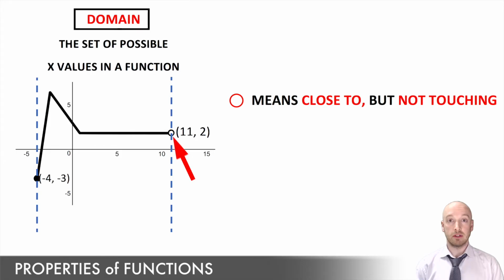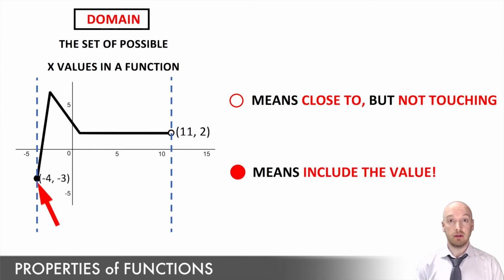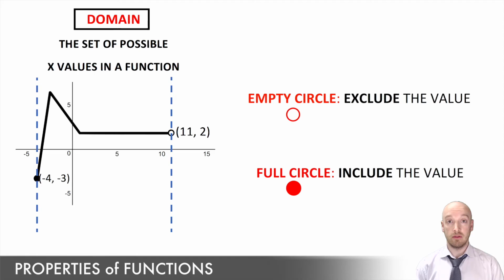So the open circle just means we get as close as possible with that line to 11 without actually ever reaching it. So we're not going to include 11 in the domain of this function. Now notice how at an x value of -4, there's a full circle at the end of the line. That means we do include that -4 value. So with a full circle, we include the value. With an empty circle, we don't include that number in the function.